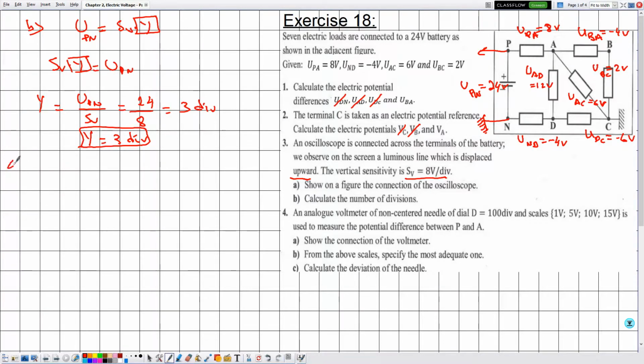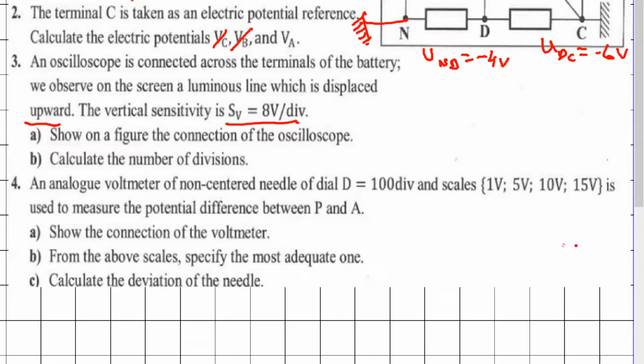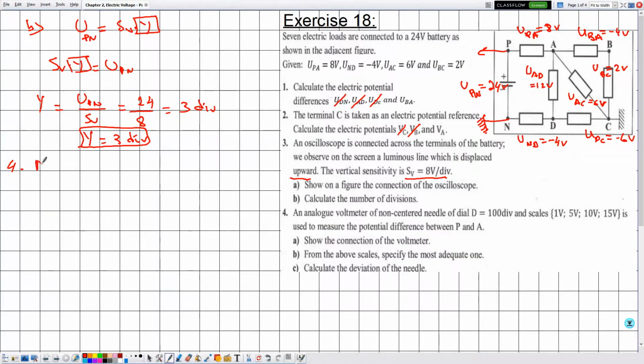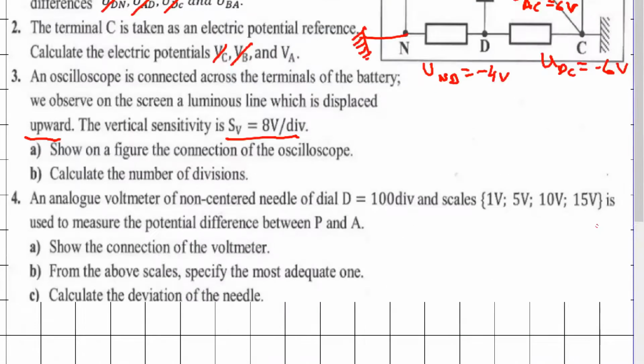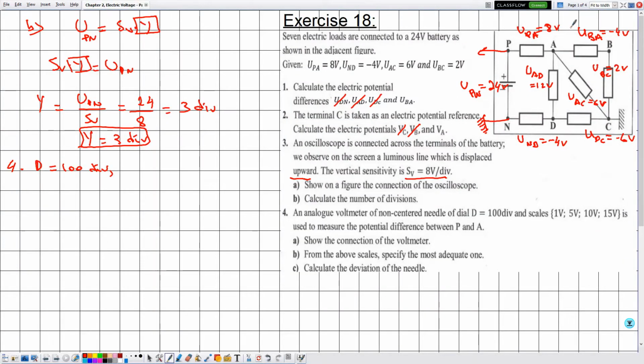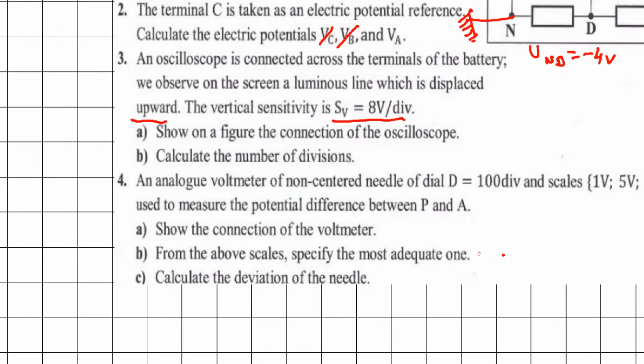Now in part 4, an analog voltmeter of non-centered needle of D equal to 100 divisions and having the following scales is used to measure the potential difference between P and A. So we are measuring the voltage UPA, which is equal to 8 volts. So show the connection of the voltmeter.